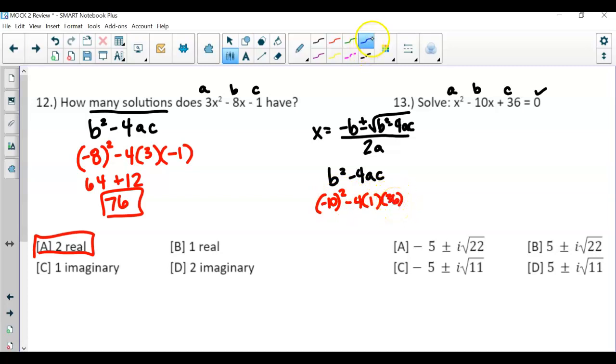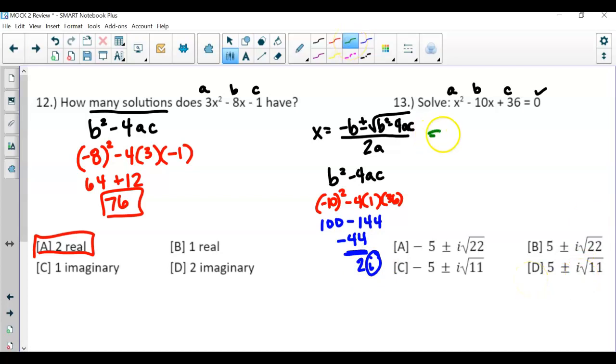Now, when I solve, I have 100 minus 144, giving me a discriminant of negative 44. So because now my discriminant is negative, I have two imaginary solutions. So that means I do need i. All of them do have i in the final answer, so we're good on that part here.